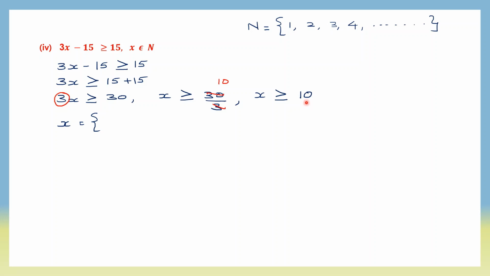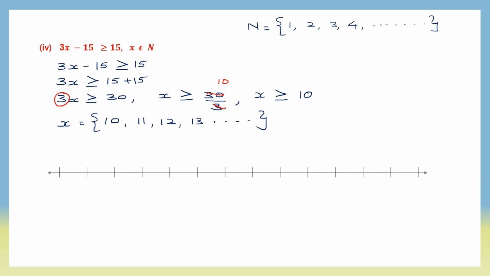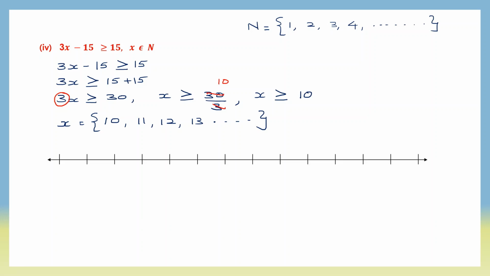So starting from 10 and a few numbers that go on to show that it goes on indefinitely. So let's write 10, 11, 12, 13 and a few numbers that go on indefinitely. So now let's draw a number line. So we have a number line. We can have a few numbers starting from 10 here. 10, 11, 12, 13, 14, 15, 16.